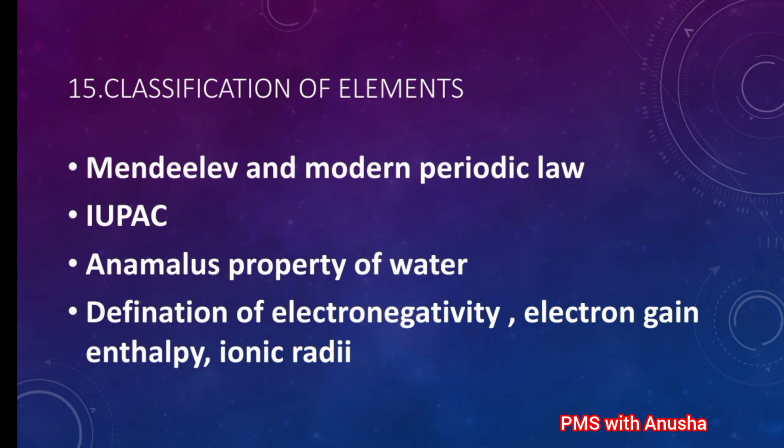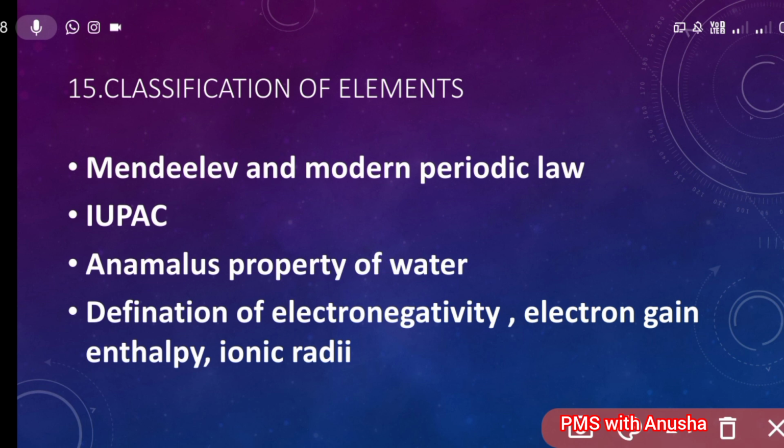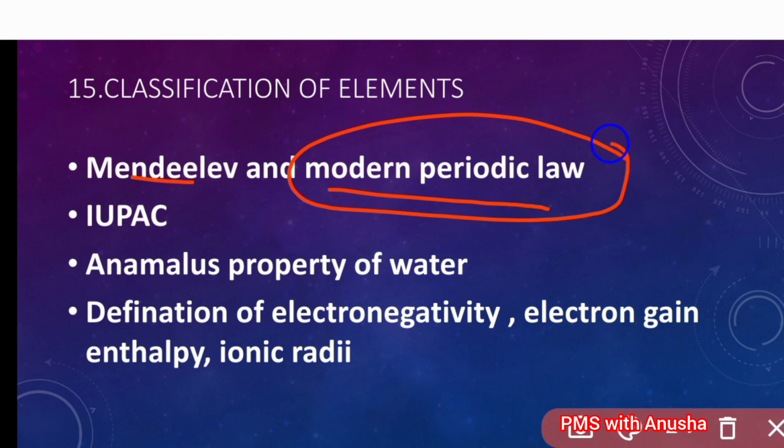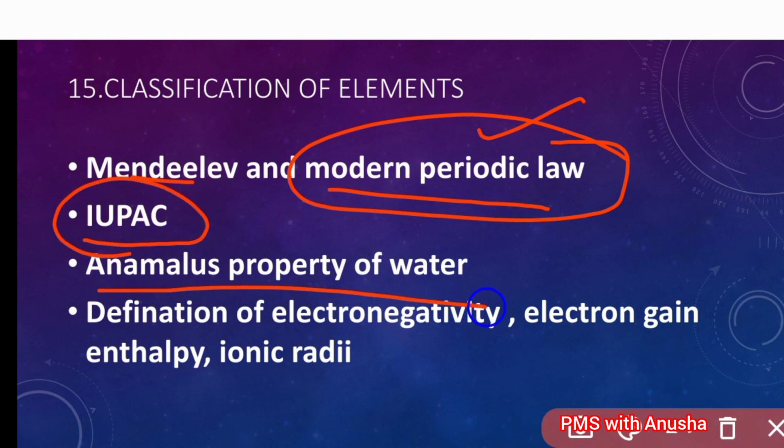Last unit of this section A, that is classification of elements. In classification of elements, study Mendeleev's and modern periodic law statements. After this, you have to study the number of groups and periods in the modern periodic table, the full form of IUPAC, and anomalous properties of water. This one is important for 3 marks. Also definitions of electronegativity, electron gain enthalpy, and ionic radii.